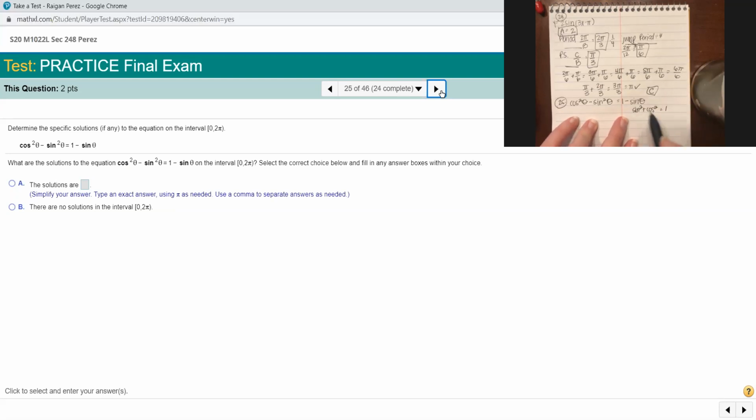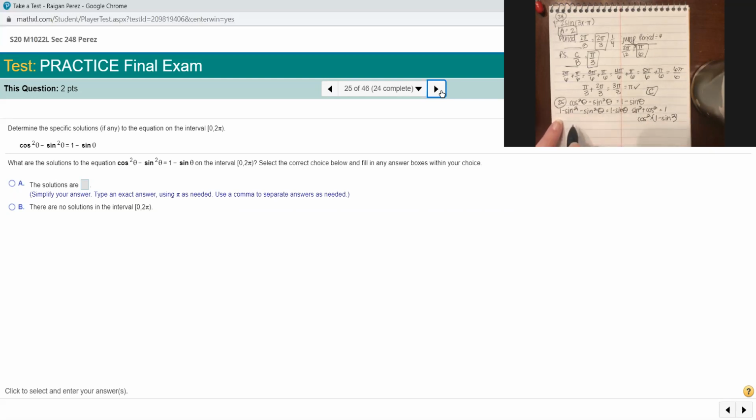So if I want to solve for cosine, I could just subtract this. So cosine squared is the same thing as 1 minus sine squared. So this, I'm going to substitute for this one. So 1 minus sine squared minus sine squared is equal to 1 minus sine.